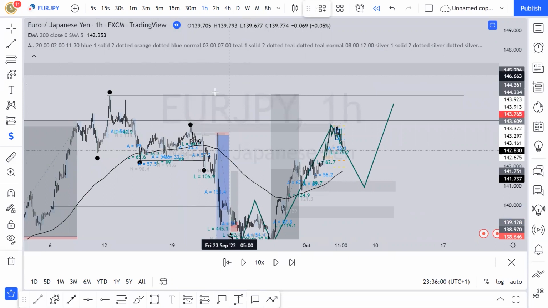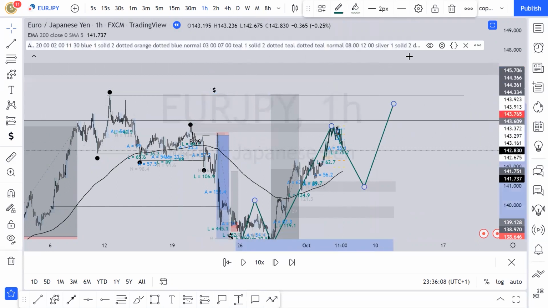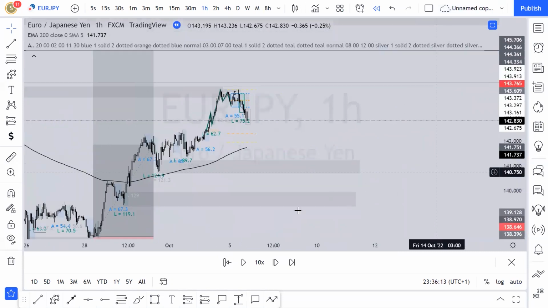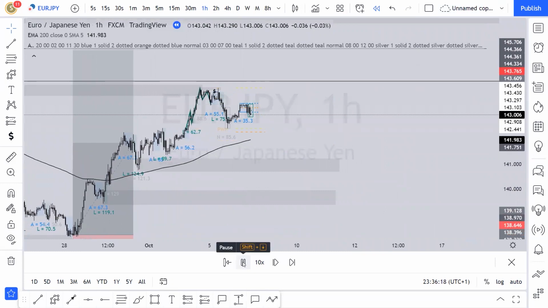Let me put the dollar sign there. There's money resting here, right? Serious money resting here. So that's my final target. So I wasn't in this sell, but I knew that we were going higher. So let's see what price did and see where we possibly entered again.